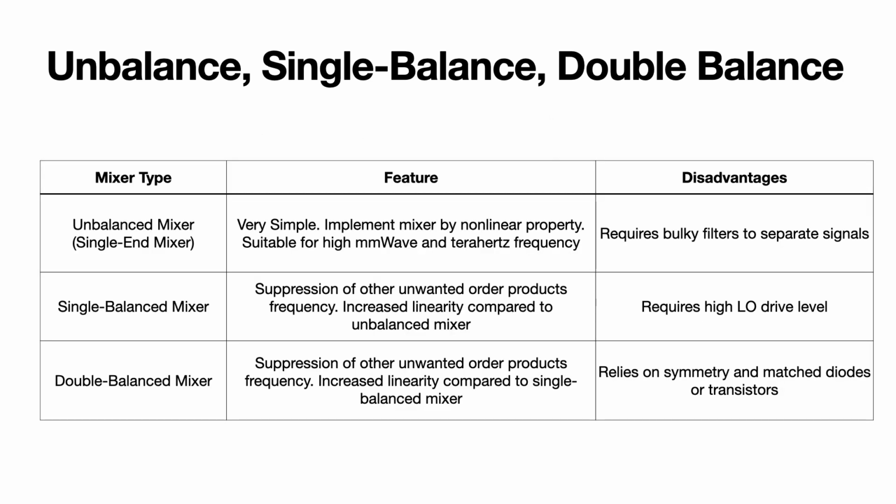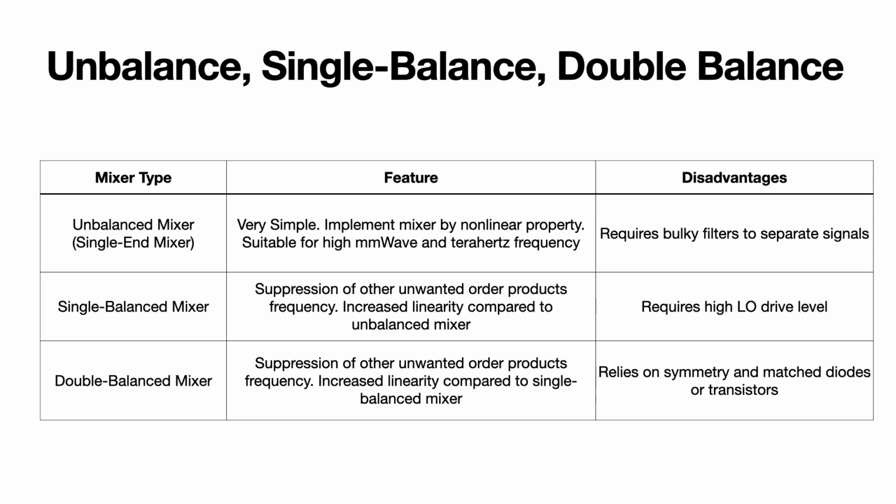Here is the comparison table. Unbalanced mixer is simple and implements mixing based on the nonlinear properties of devices, ideal for high millimeter wave and terahertz frequencies. The disadvantage is requiring bulky filters to separate desired signals from unwanted frequencies. Single balanced mixer can suppress other unwanted order products frequency. Also, increased linearity compared to unbalanced mixer. The disadvantage is requiring a higher driving level for the local oscillator signal.